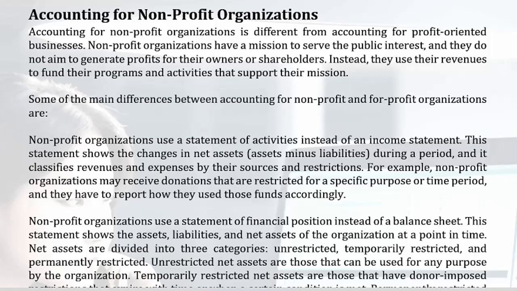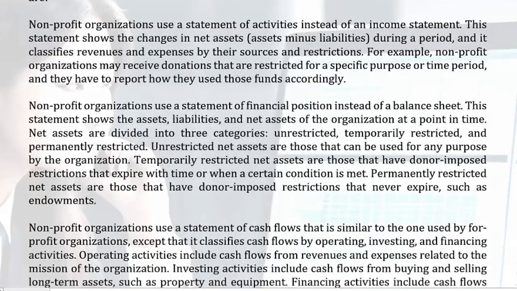Some of the main differences between accounting for nonprofit and for-profit organizations are: nonprofit organizations use a statement of activities instead of an income statement. This statement shows the changes in net assets minus liabilities during a period, and it classifies revenues and expenses by their sources and restrictions. For example, nonprofit organizations may receive donations that are restricted for a specific purpose or time period, and they have to report how they use those funds accordingly.